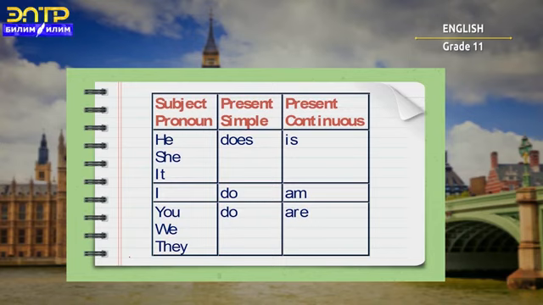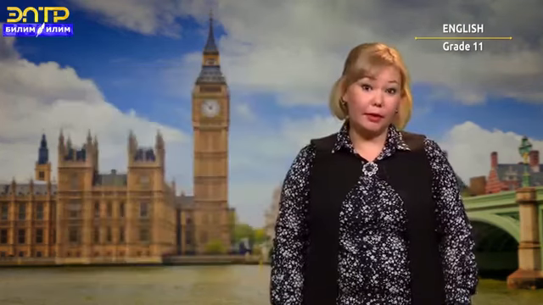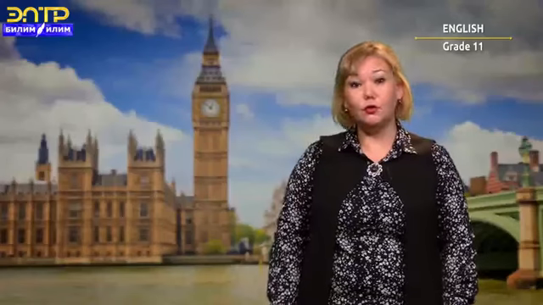In the present continuous, the helping verbs are: he, she, it, "is"; I, "am"; you, we, they, "are." What about past simple? Look here. In the past simple, the helping verb is the same. We use "did" with all pronouns. What about past continuous? In the past continuous, we use "was" for he, she, it, and I, "were" for you, we, they. In this part, we will discuss how to use "neither" to agree.